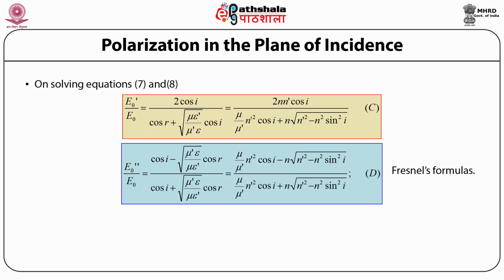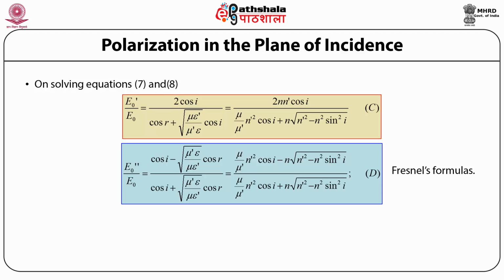And this can then further be solved to give, if we use the refractive index of medium 1 and medium 2, the relation mu by mu prime times square of the refractive index of medium 2 times cos of angle of incidence minus refractive index of medium 1 times under root of square of the refractive index of medium 2 minus square of the refractive index of medium 1 times square of the sine of angle of incidence, whole divided by mu prime times square of the refractive index of medium 2 times cos of angle of incidence plus refractive index of medium 1 times under root of square of refractive index of medium 2 minus square of refractive index of medium 1 times square of sine of angle of incidence.